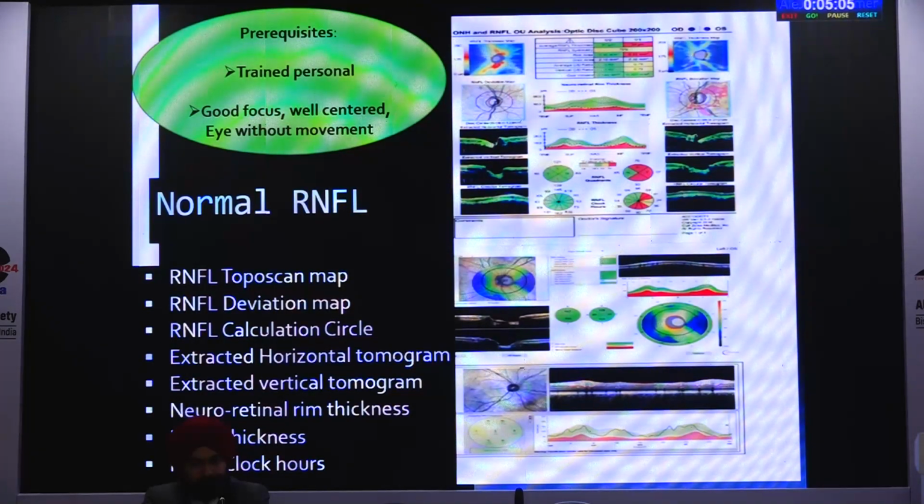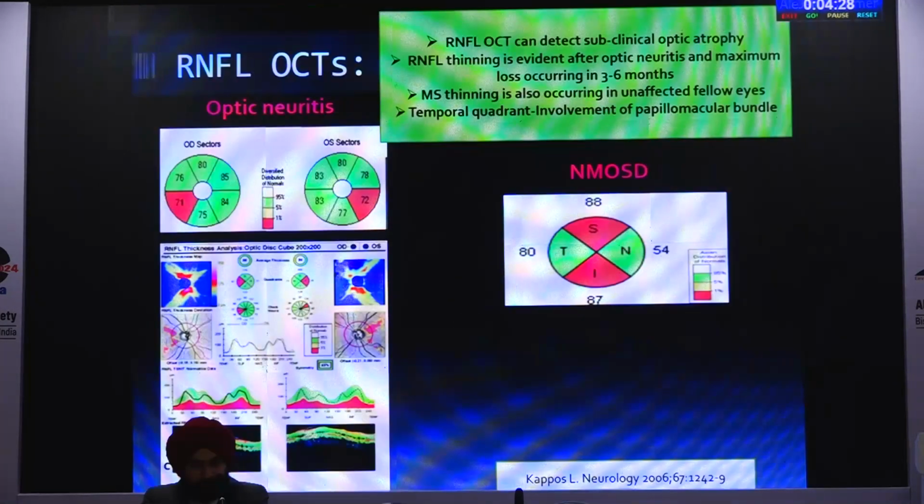Now, what are the prerequisites? You have to have trained personnel who scan the OCTs, and from the patient's point of view, you need a good focus, a well-centered eye, and an eye without movement. Now, for normal RNFL you have to see the post-scan mapping, the deviation mapping, particularly with the normative data, the RNFL calculation circle, and one extracted horizontal tomogram, extracted vertical tomogram, neuroretinal rim thickness, RNFL thickness, and RNFL clock hours, which is seen in these different zones of involvement.